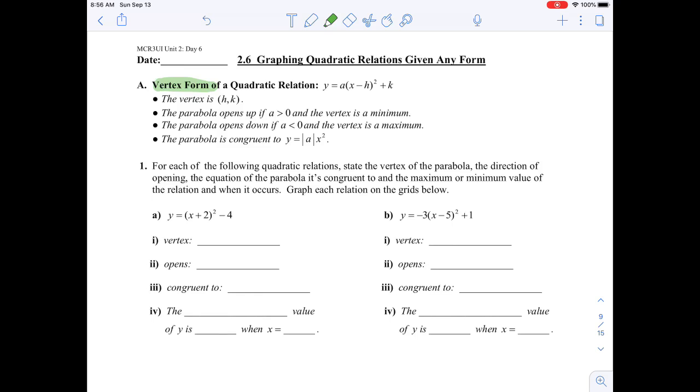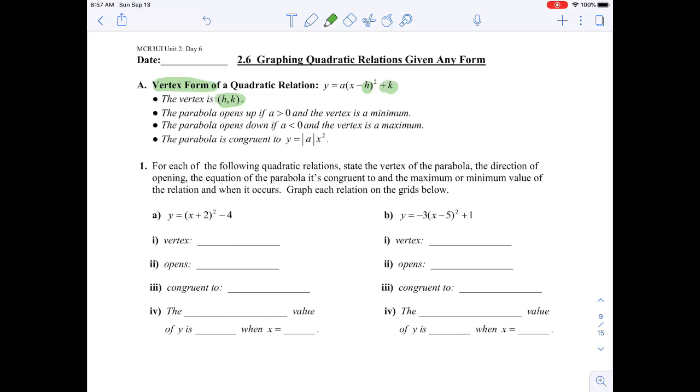So a vertex form of a quadratic relation gets its name because when we write it in this way, these values h and k specifically tell us the actual vertex point. Now just be careful when you look at the h value. The h value, notice, is being subtracted inside the bracket with the x. So essentially we have to look for any number that's being subtracted with the x inside that bracket, and that will be our h value. And that makes it the x-coordinate of our vertex.